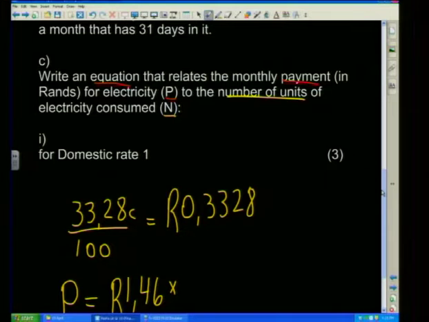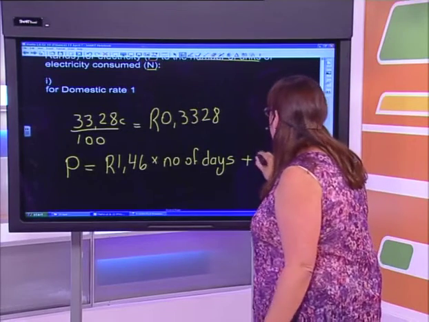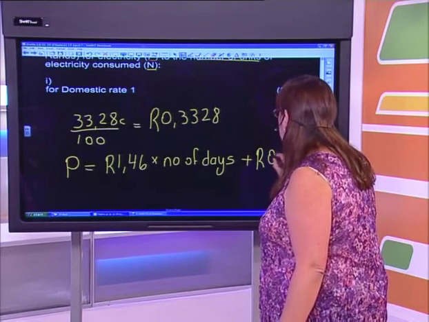They want the monthly. No, they've given us the number of units. So we're going to have to times this by the number of days. So we can write it out in words. Plus, we've got our rate per unit that we're going to times by the number of units.